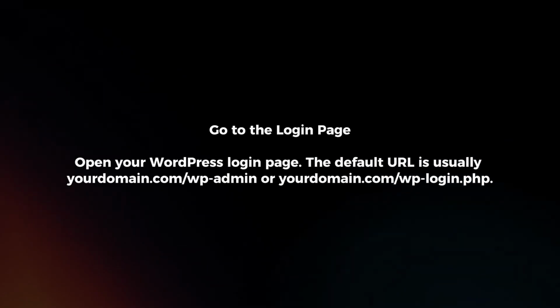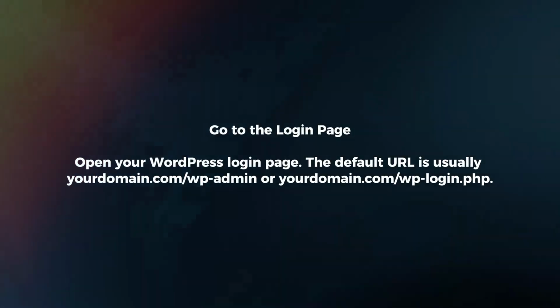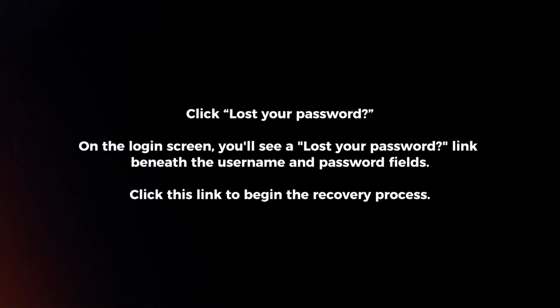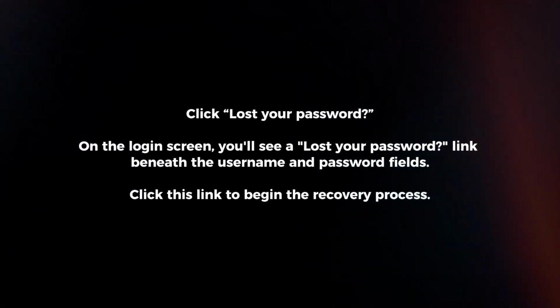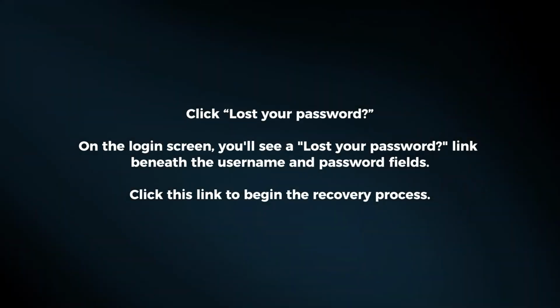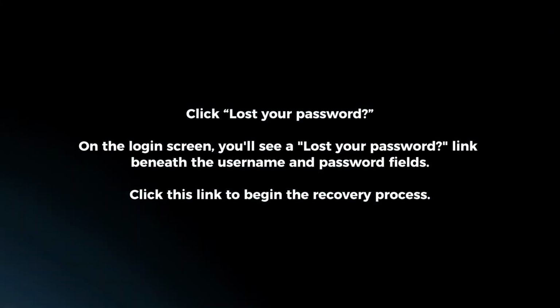The default URL is usually yourdomain.com/wp-admin or yourdomain.com/wp-admin.php. Click Lost Your Password. On the login screen, you will see a Lost Your Password link beneath the username and password fields. Click this link to begin the recovery process.